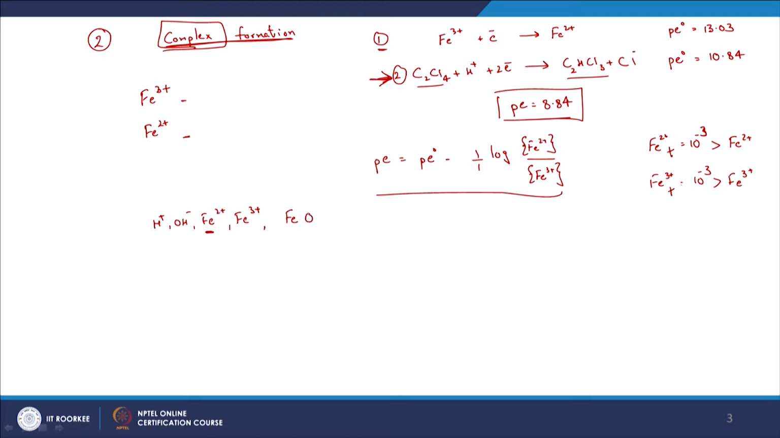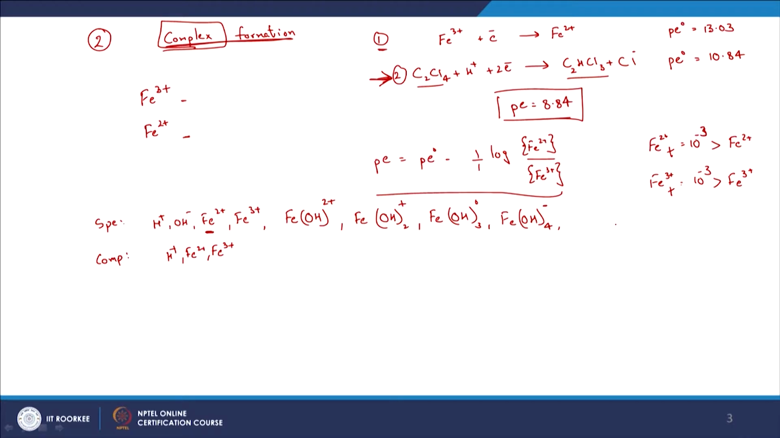So FeOH2+, FeOH twice plus, FeOH thrice with neutral charge, which is still an aqueous complex, and FeOH4 with a negative charge. I guess these are the relevant complexes that I am going to consider. So how do I go about it now? I am going to choose H+, Fe2+ and Fe3+ as my components, and these are my species.